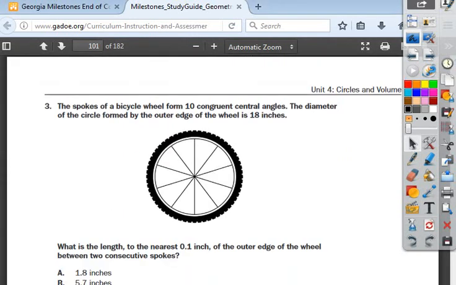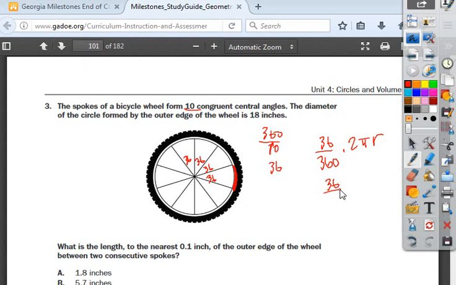All right. It says, what is the length of the outer edge of the wheel between two spikes? In other words, how far is that right there? How many degrees is it in here? How do I figure that out? There are 10 spikes, so I'll do 360 divided by 10 and get 36 for each one of these. It says the diameter is 18. So I'm going to do 36 over 360 times 2 pi r, since it's talking about length. 2 pi 18, right?